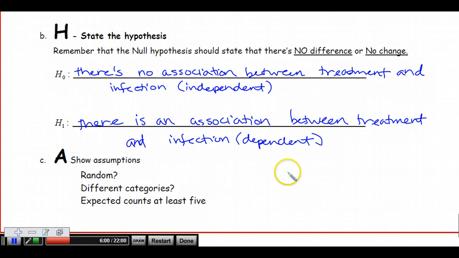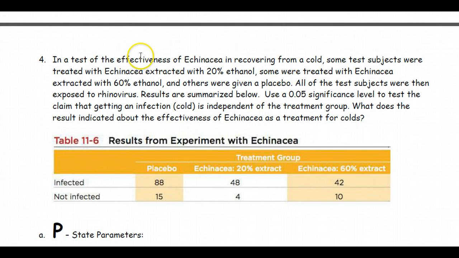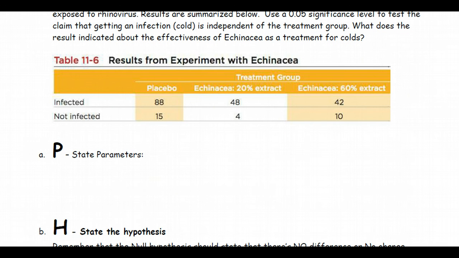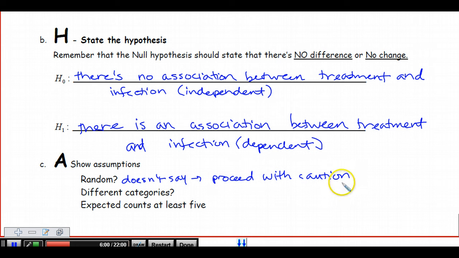Show the assumptions. Random. Did it say random? Let's look back up. In recovering from a cold, all the test subjects, it doesn't say anything about being random. So let's go down here and say random doesn't say, so we're going to proceed with caution. But we would write that at the end of our statement and say, if we were running a test for someone, these are our reservations with this, it doesn't say, or we would report back to the company that was hiring us and say, can you tell me how you got this data?